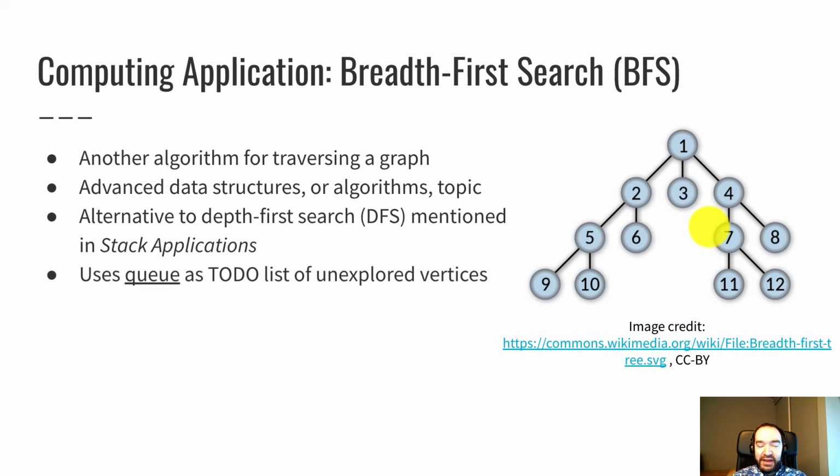And both of those algorithms, DFS and BFS, use a data structure to keep track of the vertices or the circles that have not been explored yet. And basically, depth first search uses a stack for those, breadth first search uses a queue for those, and there's some trade-offs between those two things.